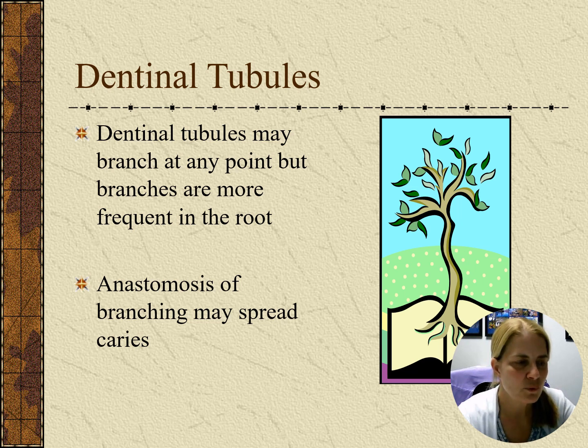Dentin tubules can branch and are more frequent with branching in the root surface, and there is some anastomosis. Remember how we talked about anastomosis with nerves and blood supply? There is some anastomosis where some of those odontoblastic processes are connected, and bacteria and decay or caries can spread through those anastomoses of the connected odontoblastic processes.